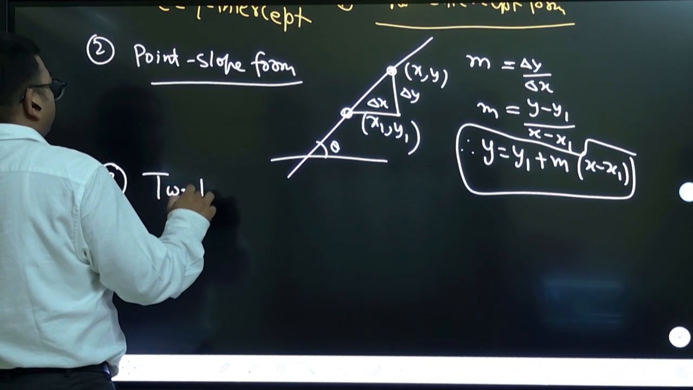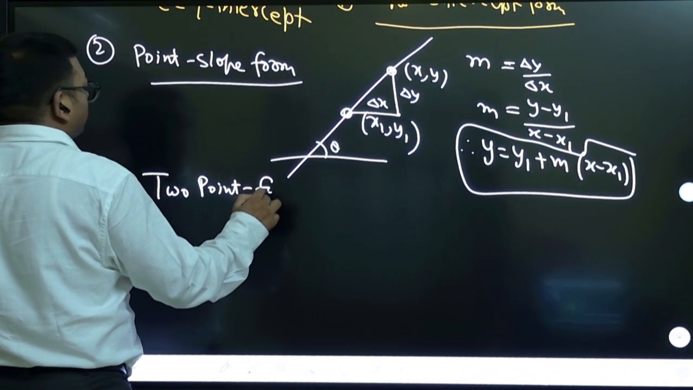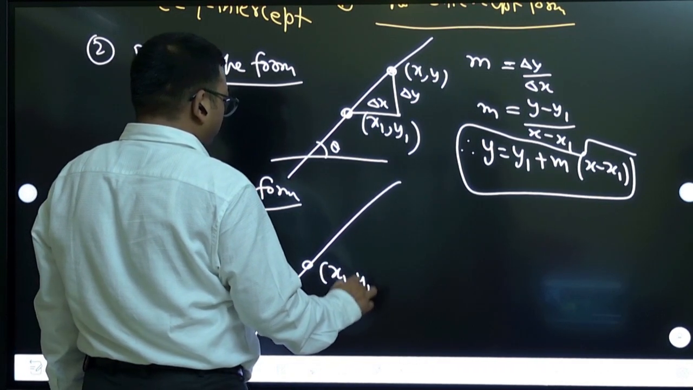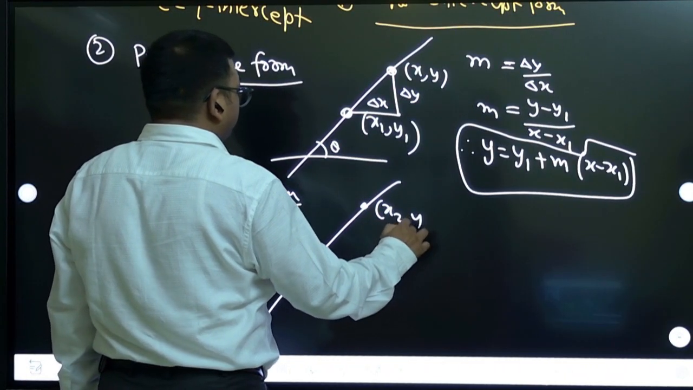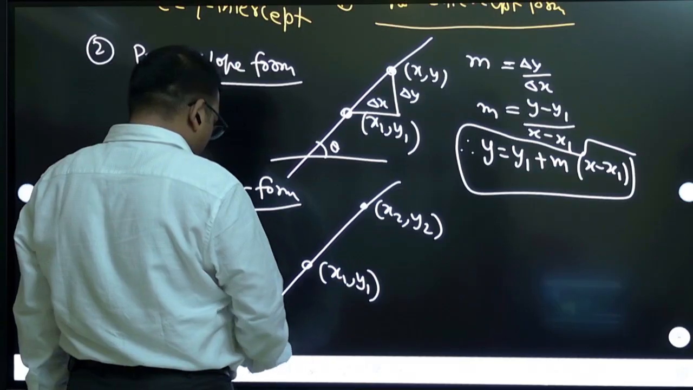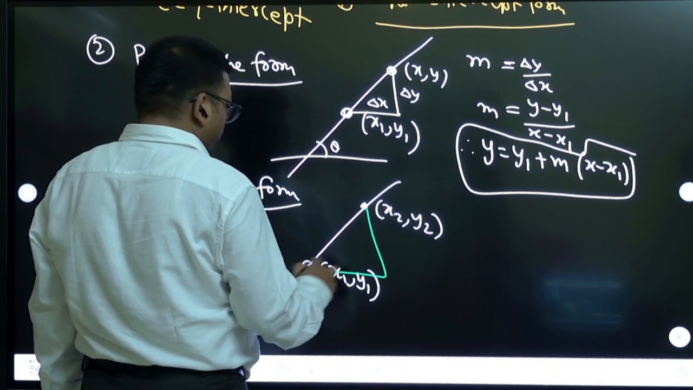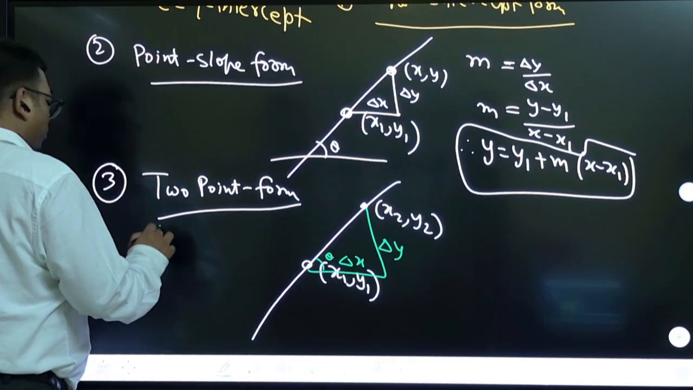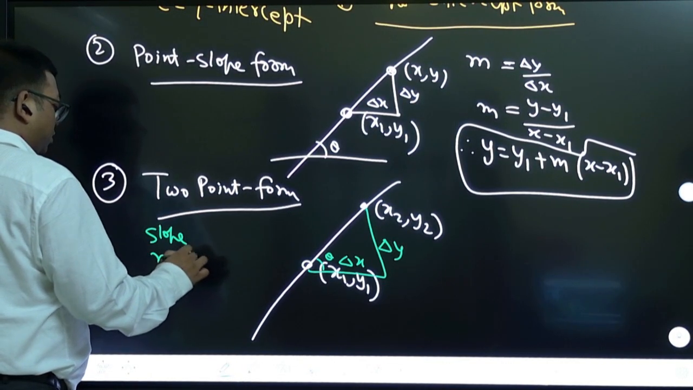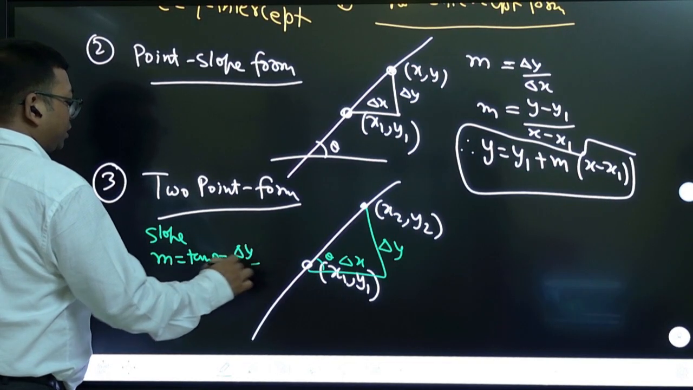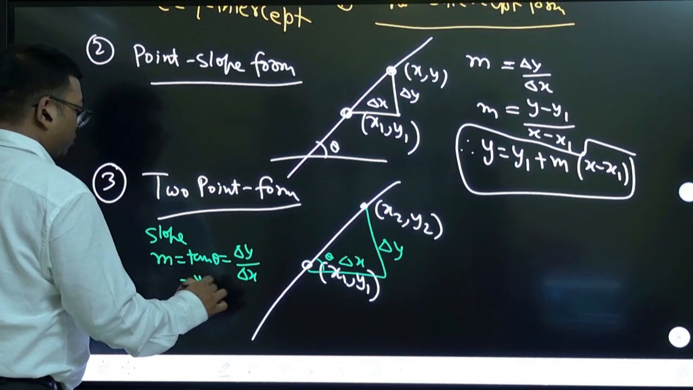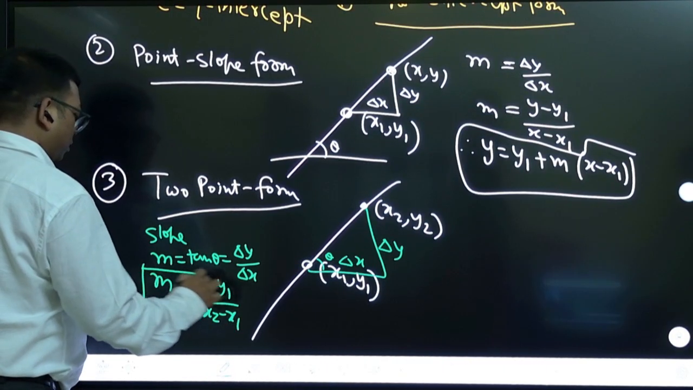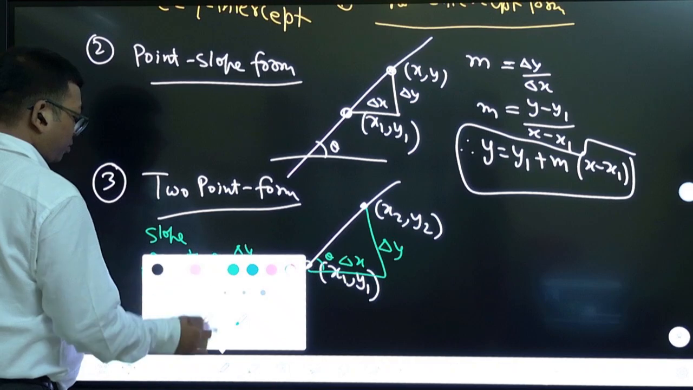2 point form. 2 point form means you know 2 points on this line, x1 comma y1 and x2 comma y2. And if I know 2 points, then definitely I can calculate the slope first of all. Let us calculate slope, delta y by delta x. Tan theta. So slope, which is m, which is tan theta, delta y by delta x, we can calculate as (y2 minus y1) by (x2 minus x1).